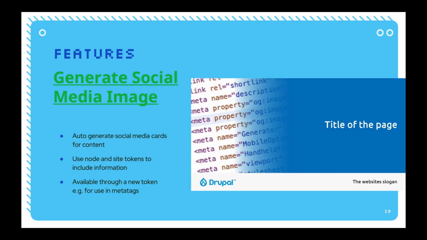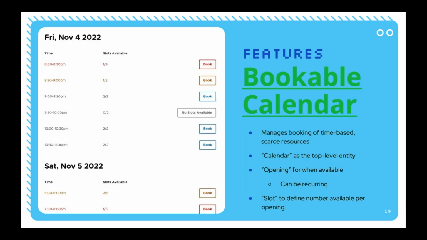And then once it has been generated, you can access it through a new token. And that means that you can automatically put it into your meta tags so that when it gets shared on those social channels, it'll automatically pick up that card. And that's what gets shown in LinkedIn or Twitter, all of those different platforms. The next slide.